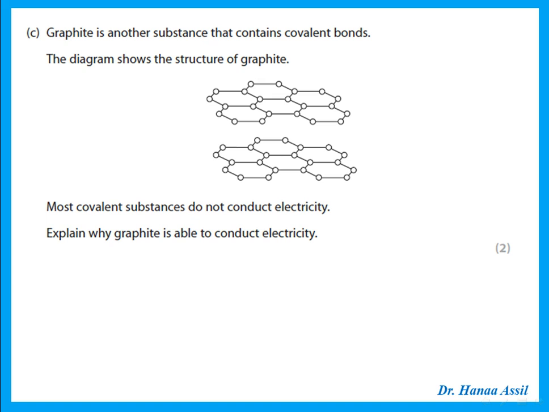So the diagram shows the structure of graphite. Remember, if he tells you explain the structure of graphite, or describe the structure of graphite, what should you say? Remember that graphite is giant 3-dimensional structure in which each carbon is covalently bonded to how many other carbons? And you see, each carbon is covalently bonded to 3 other carbons in layers of 6-sided rings. So that is the structure of graphite. Now, most covalent substances do not conduct electricity. Remember that graphite is the only substance that we talk about that is able to conduct electricity. Why does graphite conduct electricity?